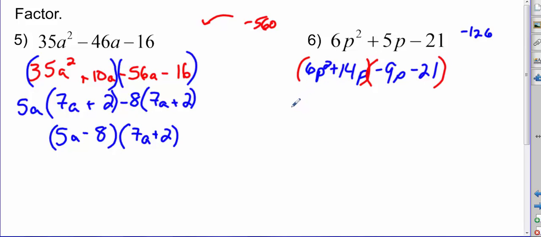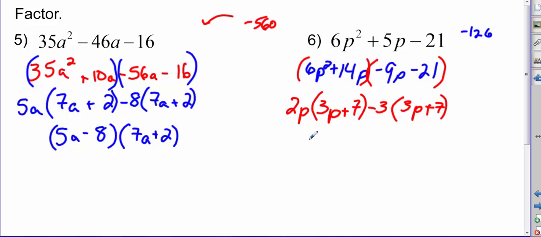I can factor something out of that. Let's try a 2p. That's going to give us 3p plus 7 sitting inside of there. And we want the other side to look just like that. So let's factor out a negative 3 and see if that does the trick. It's going to give us a positive 3p, a positive 7. Hey, look at that. Looks just like the other set of parentheses. Works out.